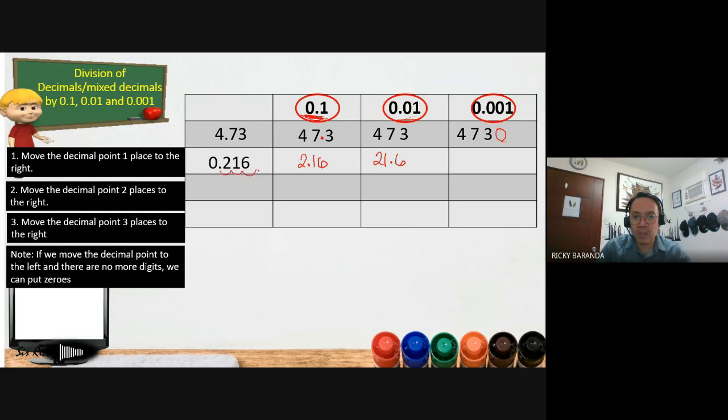1, 2, 3. So mapupunta yung decimal point diyan, magiging whole number na siya na 216. Okay, so I will be giving you 2 items. So sagutan ninyo yan. Okay, you can pause the video.